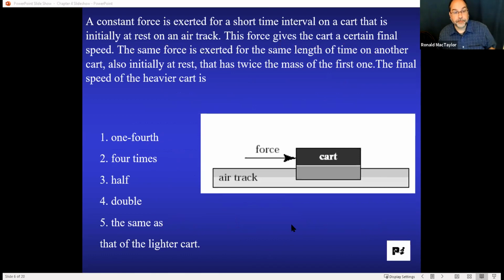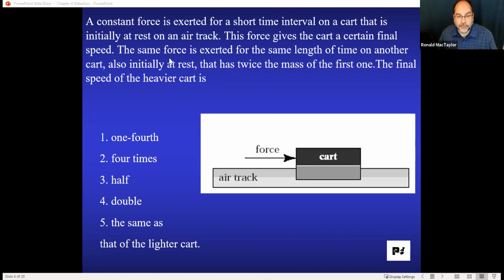So a constant force is exerted for a short time interval on a cart that is initially at rest on an air track. This is the thing I was representing to you earlier about the shop vac hooked up to the track and the cushion of air. So friction is negligible here. We have the force giving the cart a certain final speed.